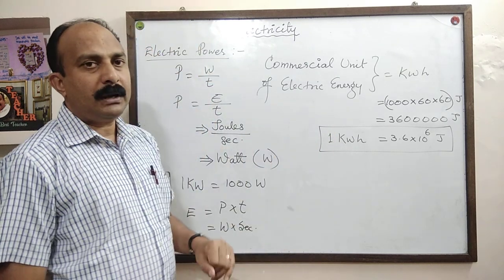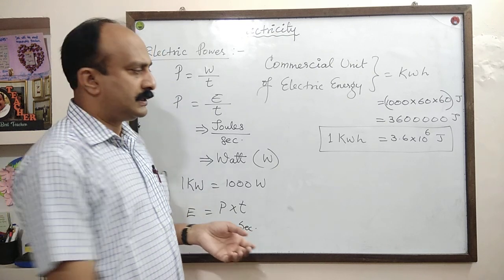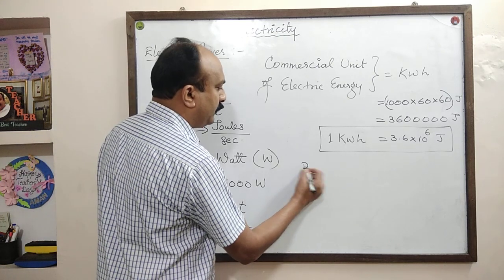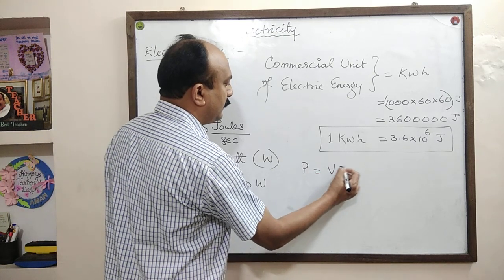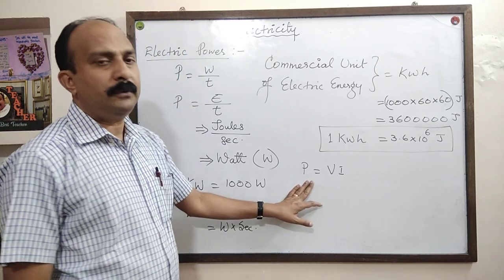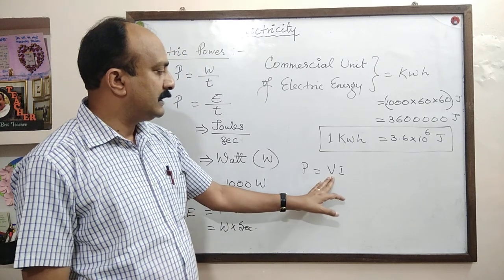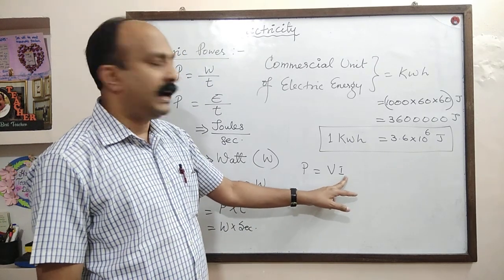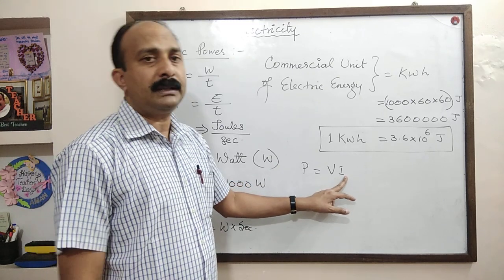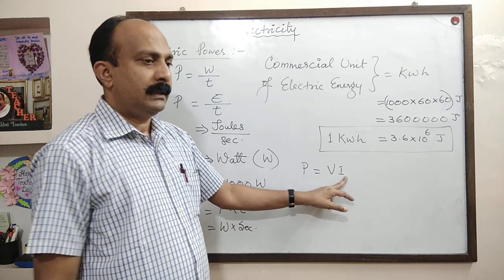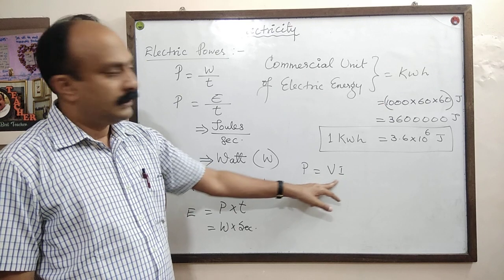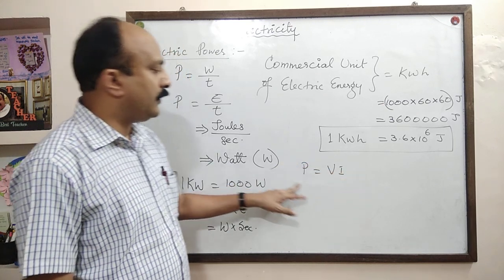Now, electric power has some more definitions. We have already studied the formula P is equal to VI. This is also a formula for power. What is this? V for potential difference, I for electric current. So this is another definition for power.